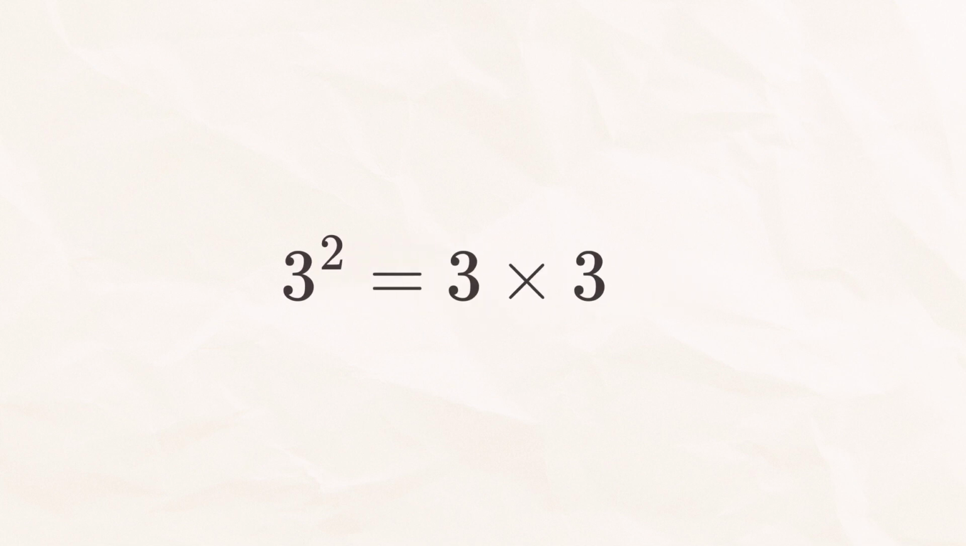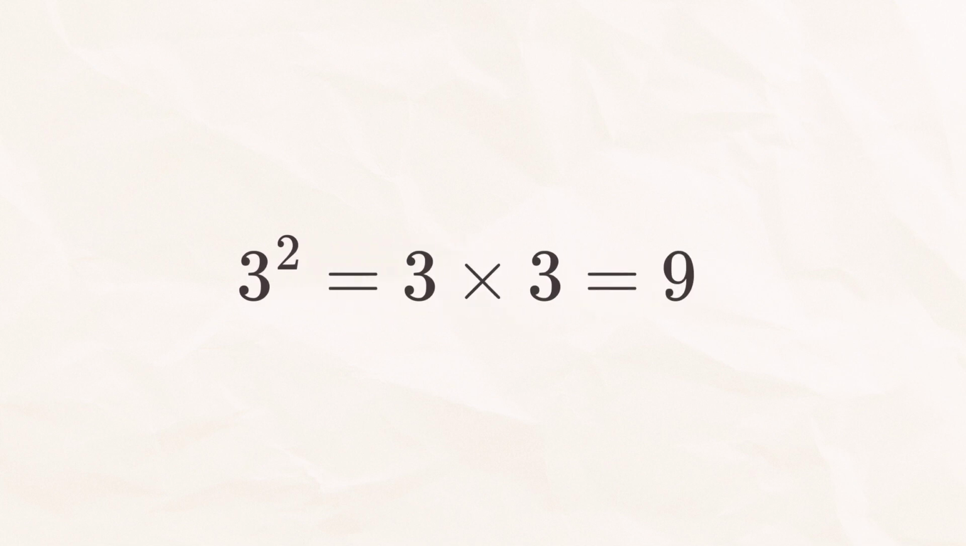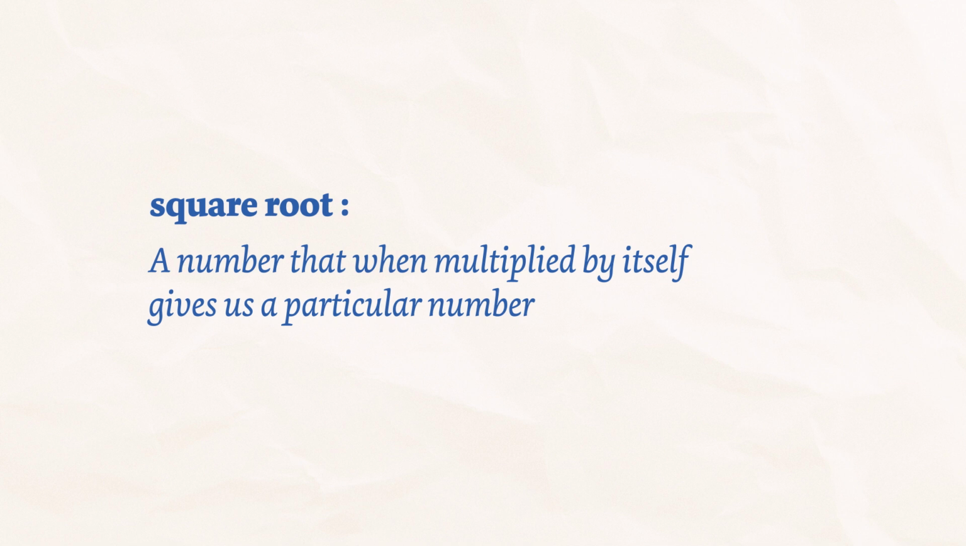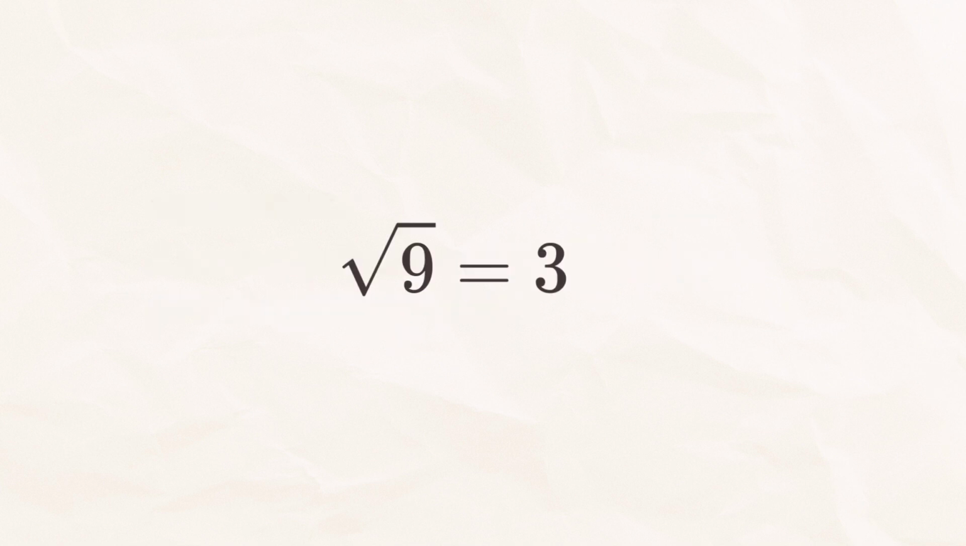Something simple, like 3 to the power of 2, or 3 squared. That is 3 times 3, which equals 9. What else are we going to need to understand? We're going to need to know about square roots. The square root of a number is the number that, when multiplied by itself, gives us the first number. If 3 squared is 9, then the square root of 9 is 3.